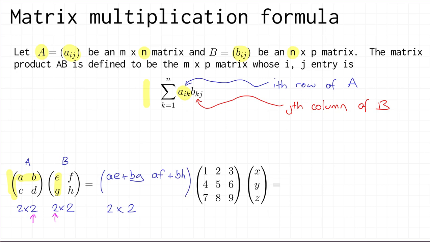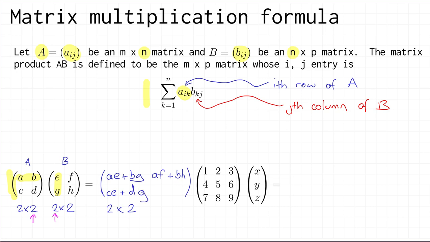Okay, second row of AB. This time we'll be multiplying the second row of A with columns from B. So the 2, 1 entry, the entry in row 2 and column 1 of AB, we'll get by multiplying row 2 of A by column 1 of B. So CE plus DG.